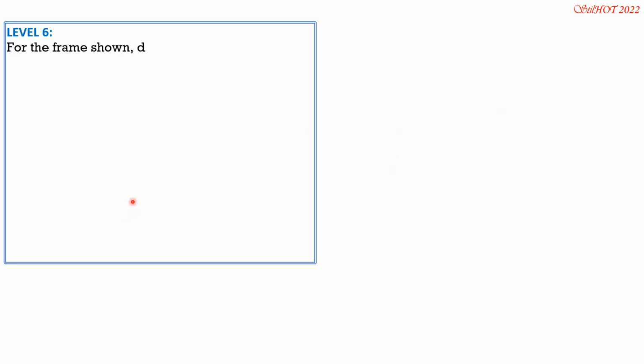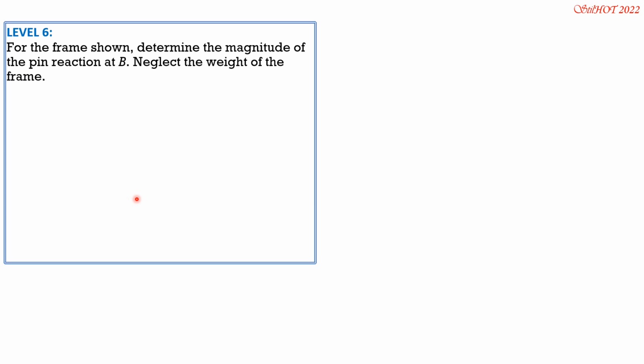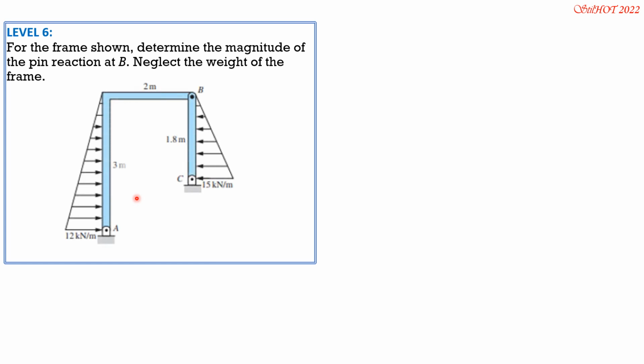For the frame shown, determine the magnitude of the pin reaction at B. Neglect the weight of the frame. So here is the given figure. First, let's draw the free body diagram of portion BC because we can analyze the component reaction at B.